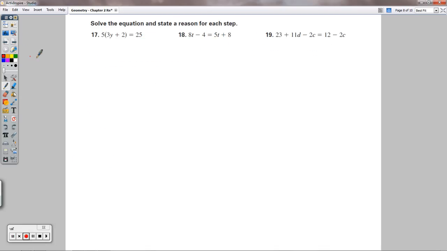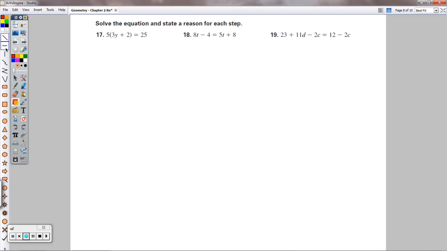All right, so stating a reason for each step with each one of these. 17, 18, and 19. Let's see. I might need some more space. I think I can squeeze it in though. Here, let's give it a shot and see what we got.